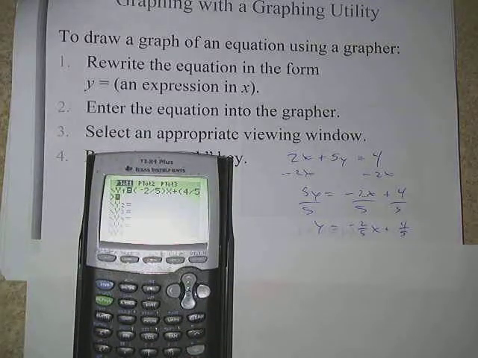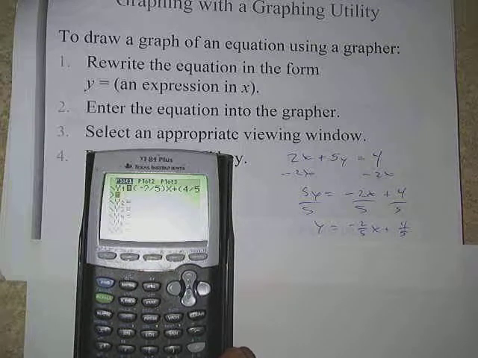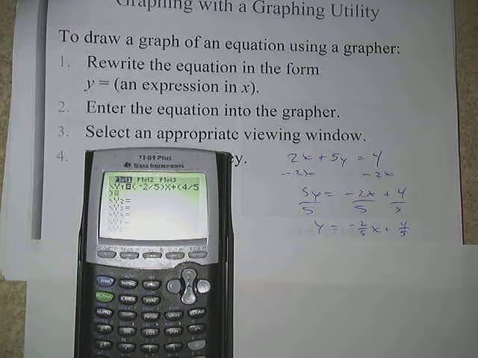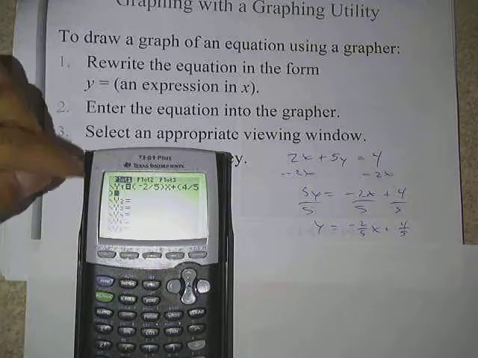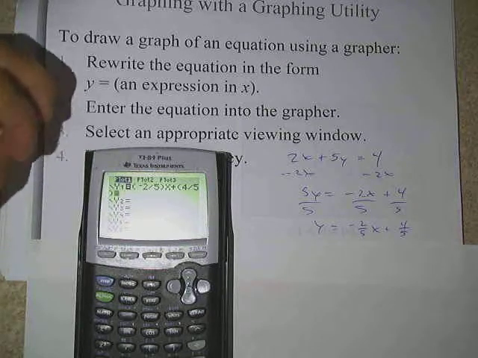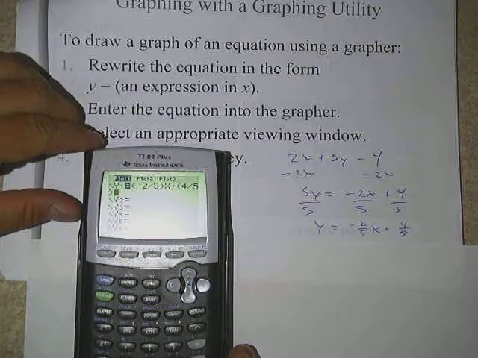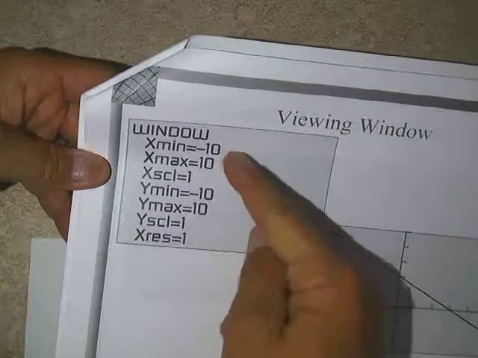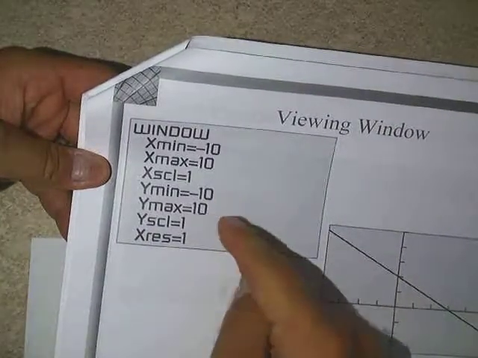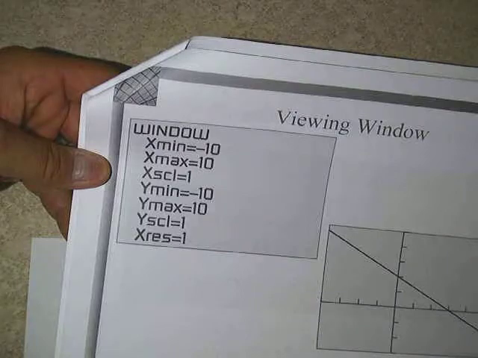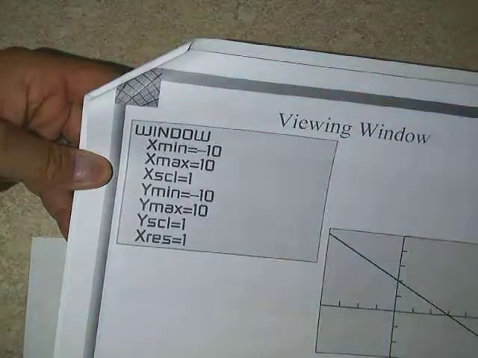And then step 3 says select an appropriate viewing window. A lot of times when I do the first graph, if I'm not 100% sure what it looks like, in this case I know it's a line. I know it has a y-intercept of 4/5, so it goes through pretty close to the origin. What I generally do is use a standard window. And a standard window looks like the one I have on the next slide here. When you go to your window, it looks like this: negative 10 to 10, negative 10 to 10. It just goes 10 left, 10 right from the origin, 10 down, 10 up from the origin.